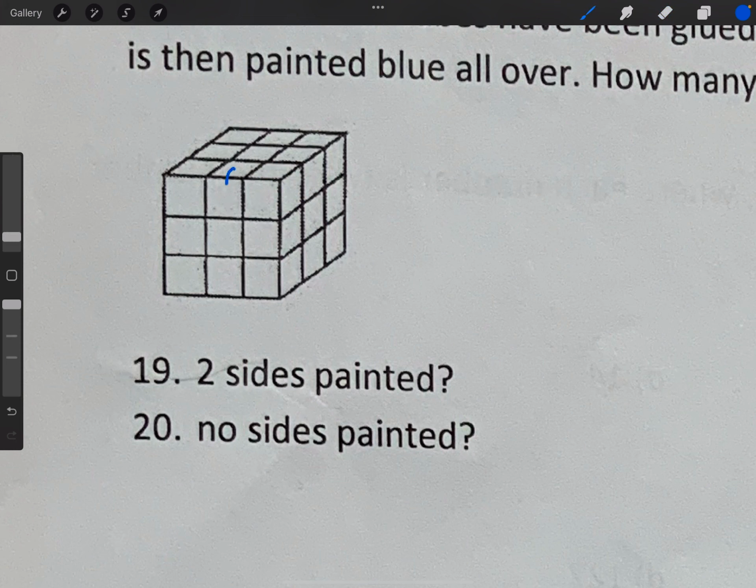What about this middle one here? This one has only 1 and 2 painted. What about the center here? You only have 1 painted. So the center cube will only have 1 side painted. The other sides are hidden inside of the cube, so it doesn't get painted. So that means that these ones here will get 2 sides painted. That one there, that one there, that one there, that one there, the bottom one.